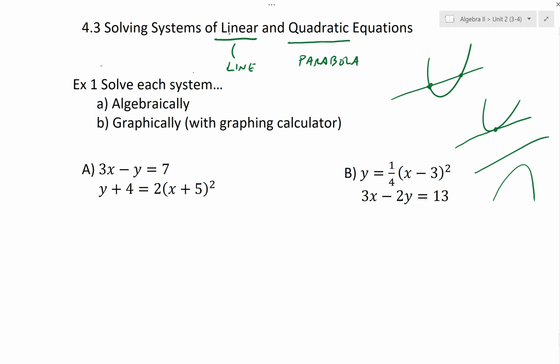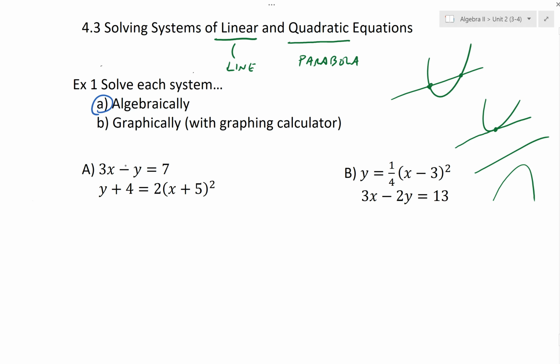Now, in this section of the book, they are strictly doing lines and parabolas, but the methods that we're going to learn would also work if you had two parabolas, or if you had a circle and a line, or anything like that. These methods would still work for any combination of graphs if we want to find an intersection. And so let's start off with this first example A, and we're going to first solve it algebraically, and we can do that typically by using substitution.